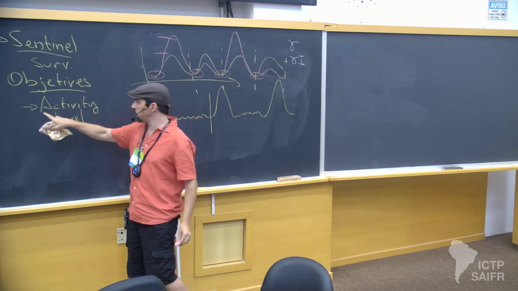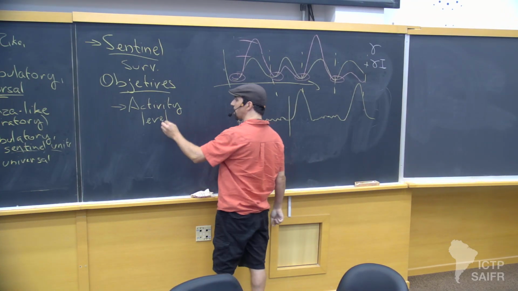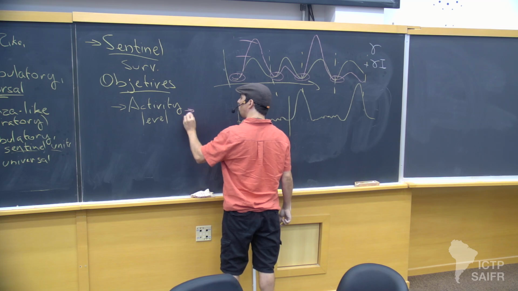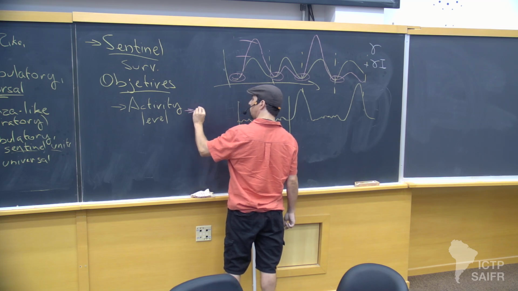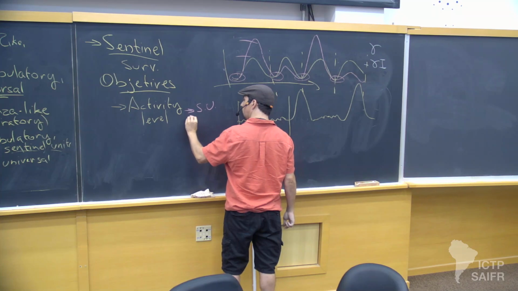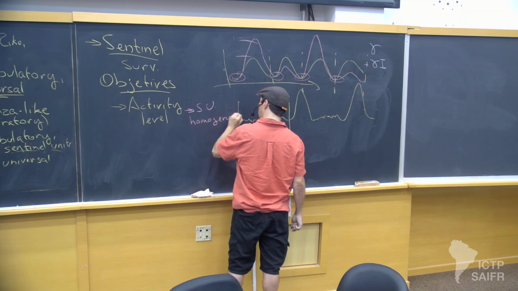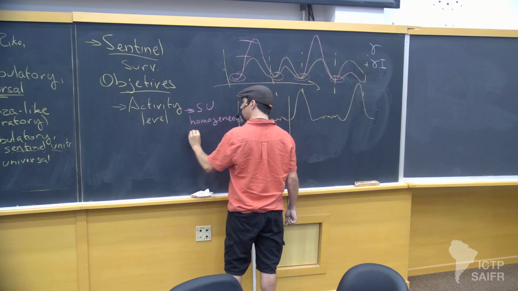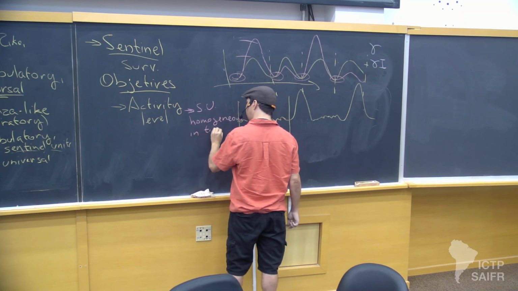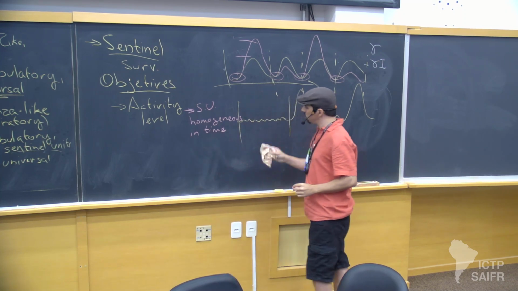So we have that, first of all, for activity level, we need sentinel units to be homogeneous in time, right?